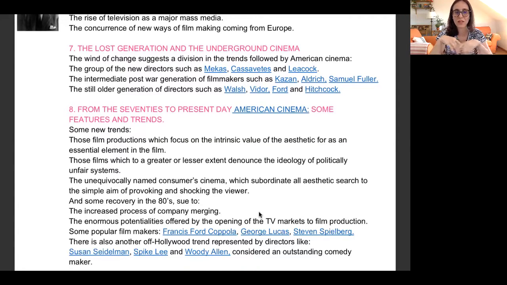Some features and trends, some new trends. Those film traditions which focus on the intrinsic value of the aesthetic as an essential element in the film. Those films which, to a greater or lesser extent, denounce the ideology of politically unfair systems. The unequivocally named consumer cinema, which subordinates all aesthetic search to the simple aim of provoking and shocking the viewer.